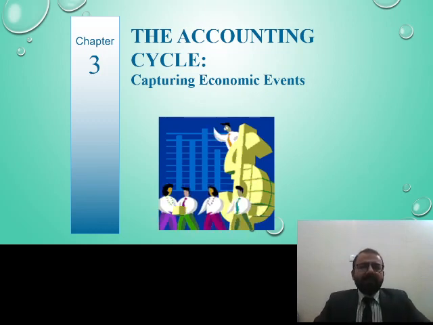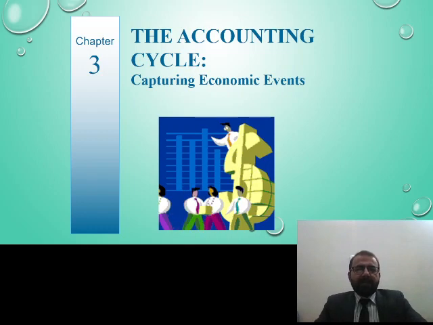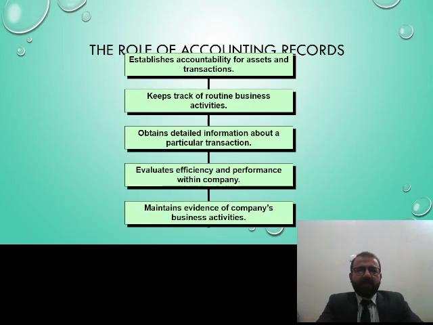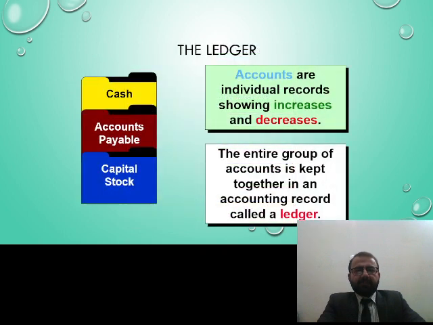The third one is the accounting cycle, capturing economic events. The role of accounting records: establishes accountability for assets and transactions, keeps track of routine business activities, obtains detailed information about a particular transaction, evaluates efficiency and performance within the company, and maintains evidence of the company's business activities.